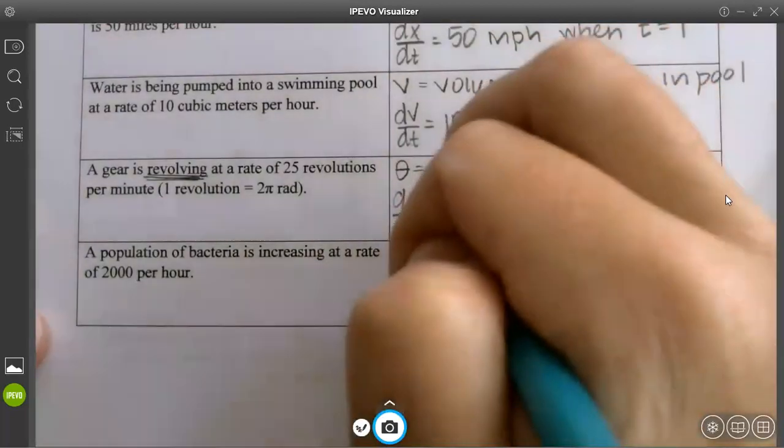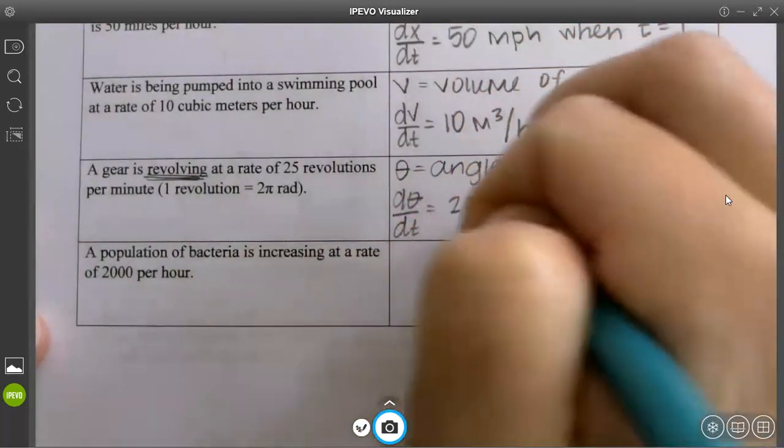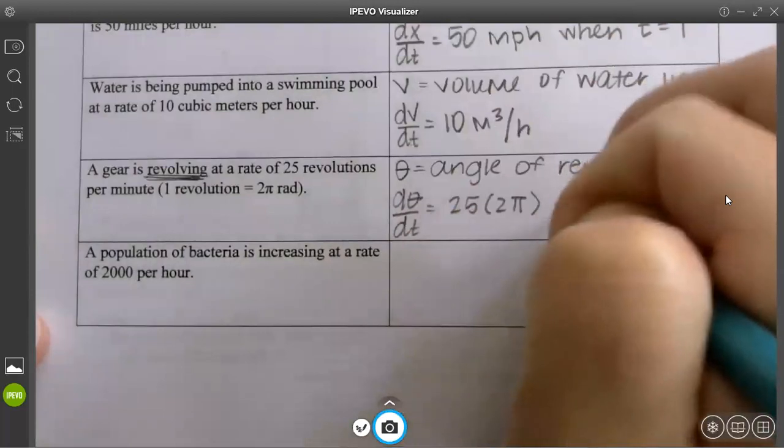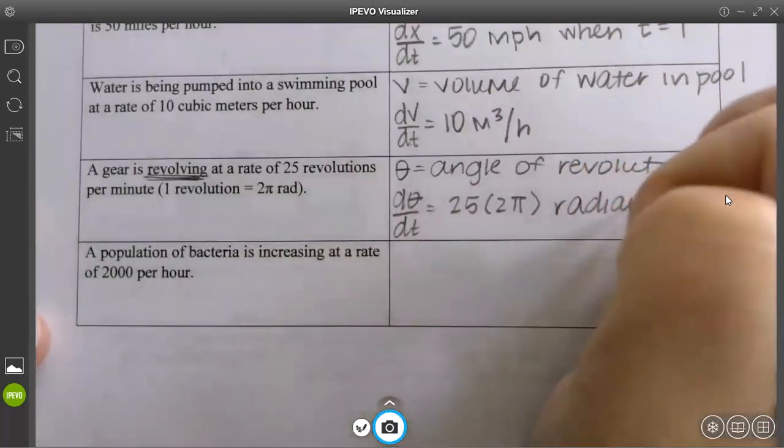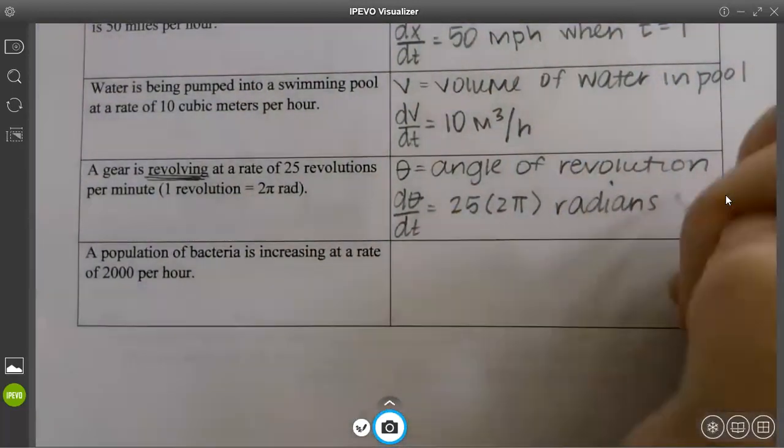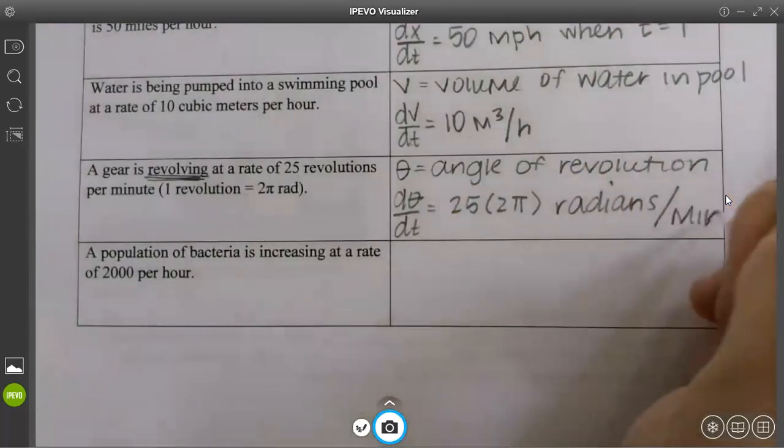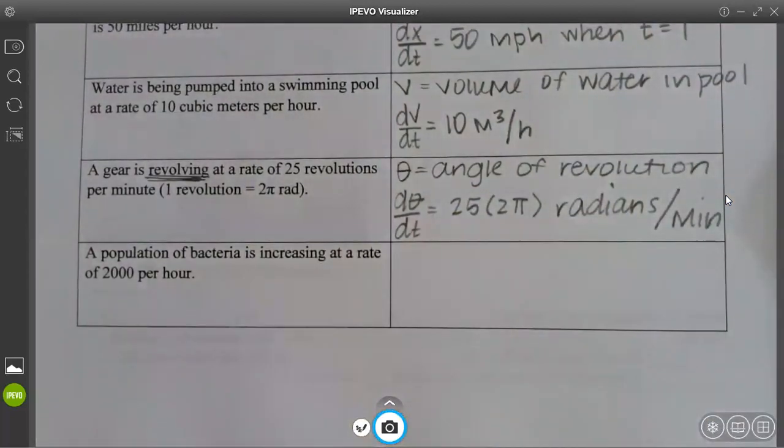It will be. I'm going to write it out though. Very good. Per minute. But yes, if you put 50 pi on there, that would be the same answer.